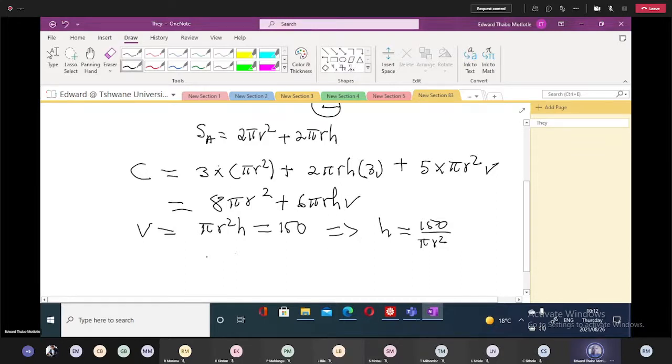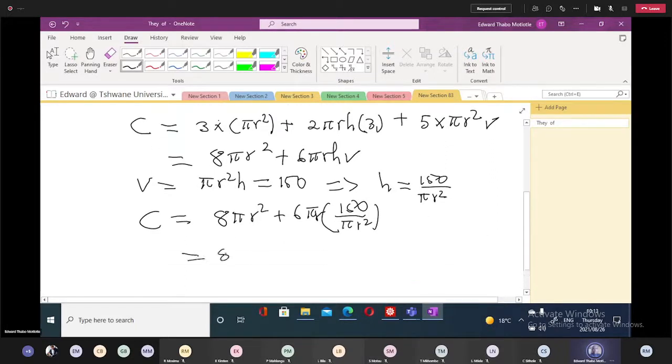Now we are going to substitute it here. So C is equal to 8 pi r squared plus 6 pi r, then we substitute the value of h, which is 150 over pi r squared. So r and r cancel out. This becomes 8 pi r squared plus 900 over r. Pi and pi also cancel out, r and r cancel out, and here you remain with just one r.